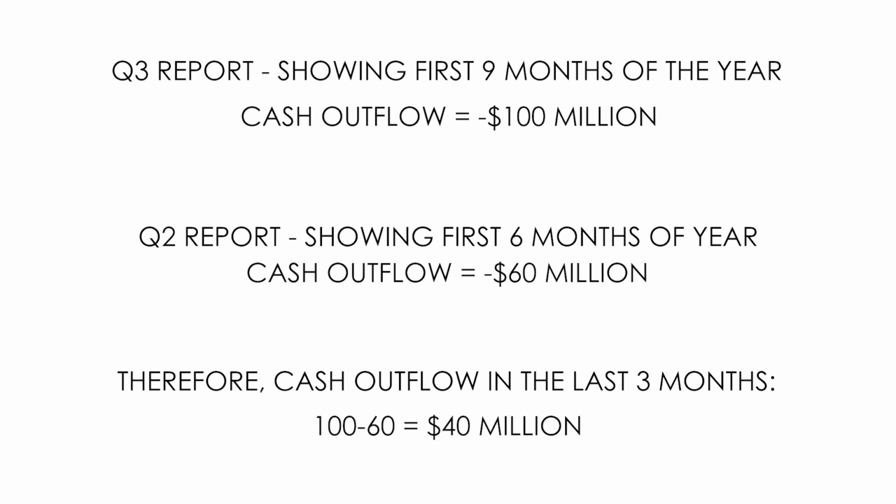For example, if a company had a cash outflow of $100 million for the past 9 months on their third quarter quarterly report, remember it's showing us the first 3 quarters of the year, and then let's say we had a look at the second quarter report and they had a cash outflow of $60 million, and that we know that that $60 million is for the first 6 months of the year, Q1 and Q2, then we can look at the difference between that $100 million and the $60 million, and we now know that $40 million of that cash outflow occurred in the third quarter.